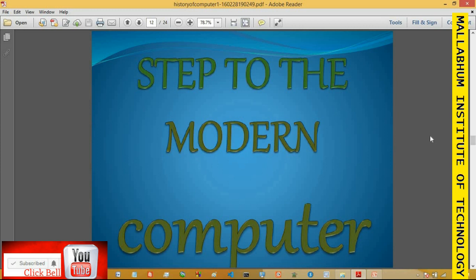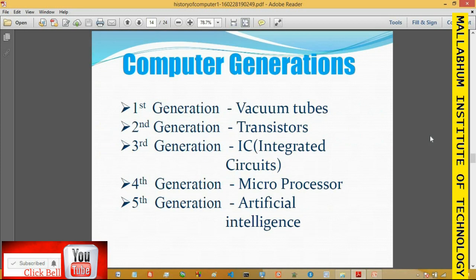Now steps to the modern computer, what we have left with. So there are different types of computer generations. The computer has not evolved in a single day. What we have seen today has come across different generations and inventions. So the first generation deals with the vacuum tubes.